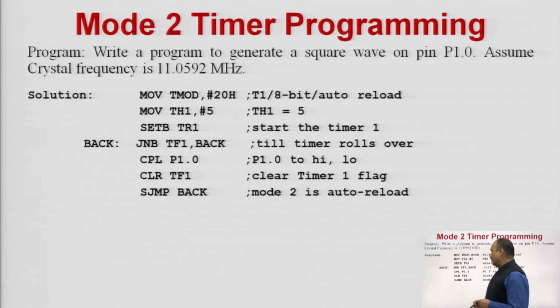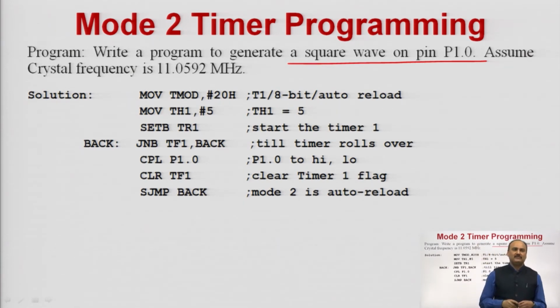So let's see the programming of mode 2. Write a program to generate a square wave on pin P1.0. So here we are using port 1, pin P1.0. Assume the crystal frequency is 11.0592 megahertz. Here the crystal frequency is given, which is 11.0592 megahertz. So in mode 2 we need to follow the following steps. According to that, first we need to configure the TMOD register with the value 20. So timer 1 is selected, 8-bit, in auto reload mode.